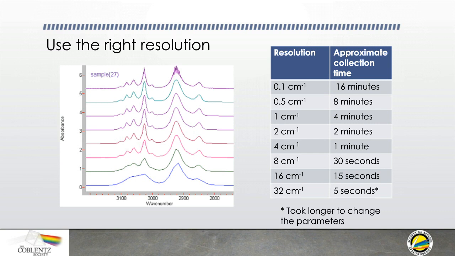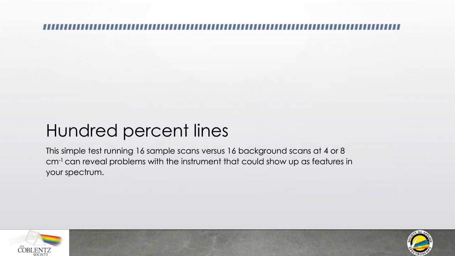All right. Philippe from Dow has a very fundamental question. Can you please go over the definition for the 100% line? Okay, let's go back to here. What you're doing with a 100% line is you are collecting your background at a certain number of scans and a certain resolution. Typically, we use in our lab 16 scans with four wave number resolution.